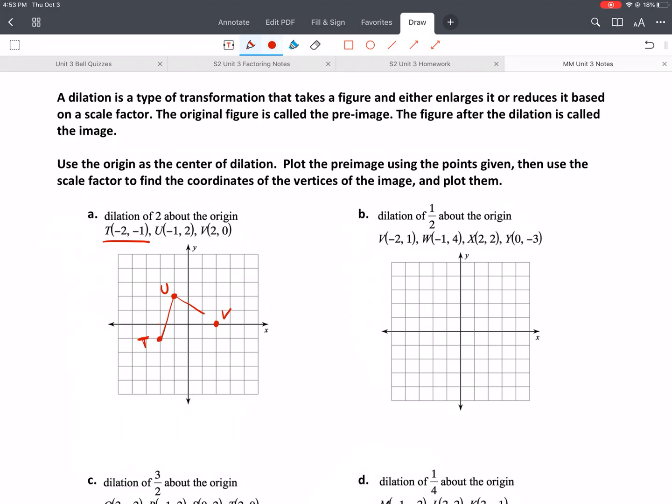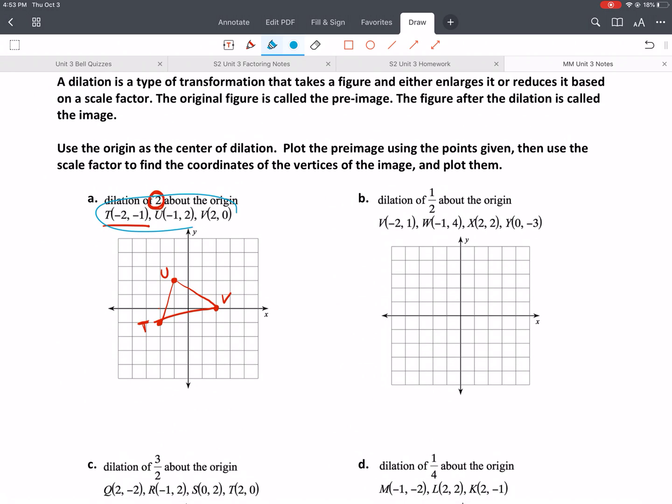Connect the dots, and we have a triangle. All right, but we want to dilate it, or use our scale factor of 2. So we're going to multiply everything by 2. Oftentimes when we have our new coordinates, we will write it as t prime after we dilate.